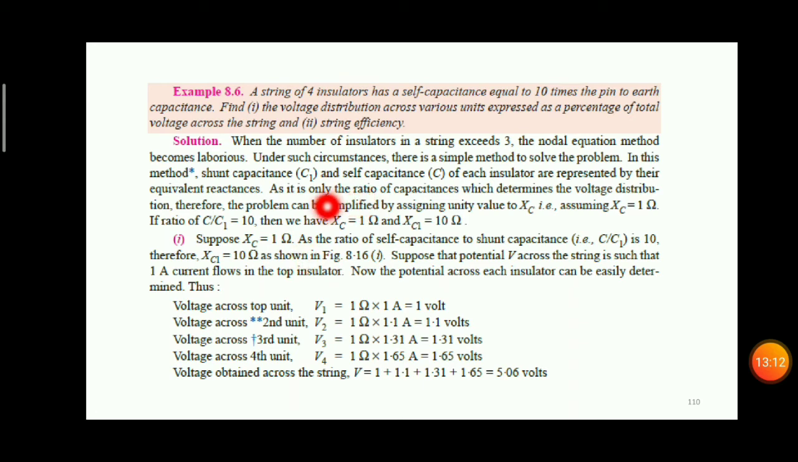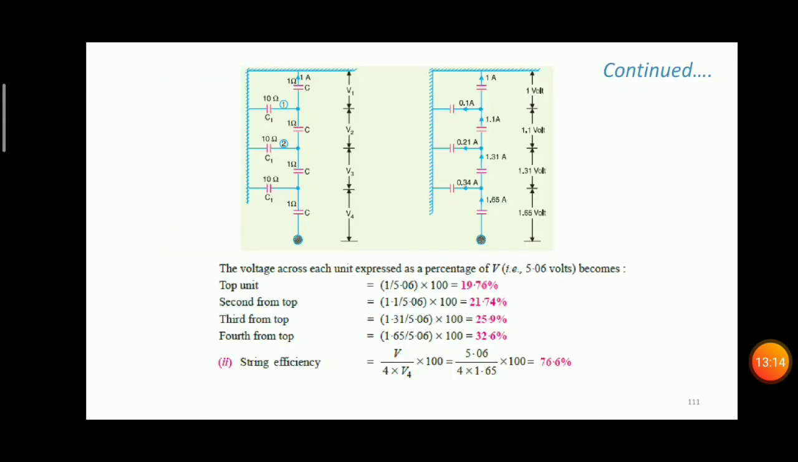So we can first take XC as 1 ohm. Self-capacitance is 1 ohm, then shunt capacitance will be 10 ohm. We can assume the current through the first element as 1 ampere. Since the ratio of shunt capacitance to mutual capacitance is 10, we can consider the shunt capacitance as 10 ohm and self capacitance as 1 ohm. So the voltage across the first disc is 1 ampere into 1 ohm, that is 1 volt.